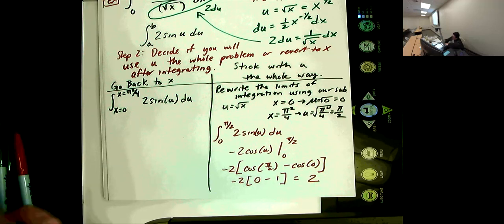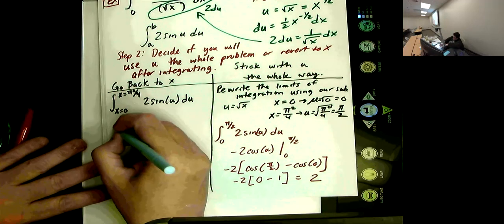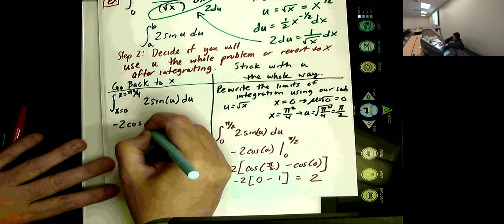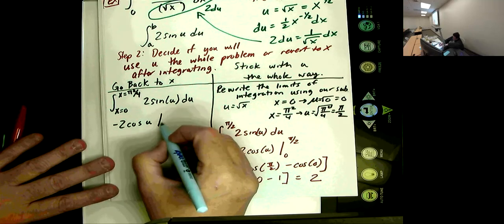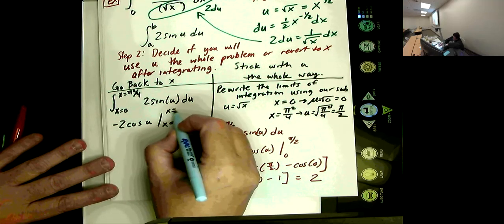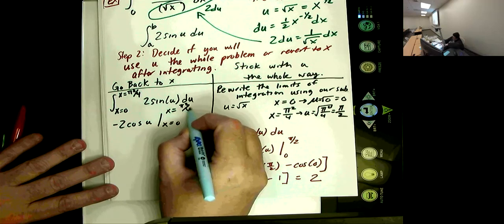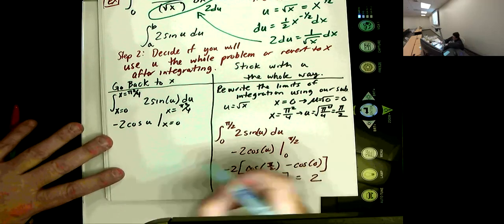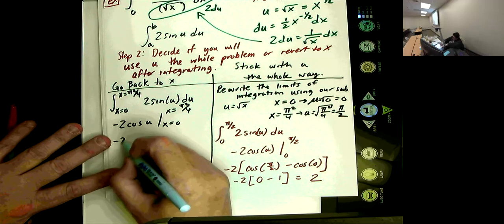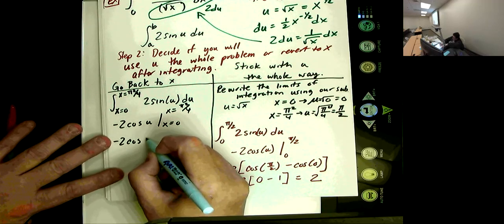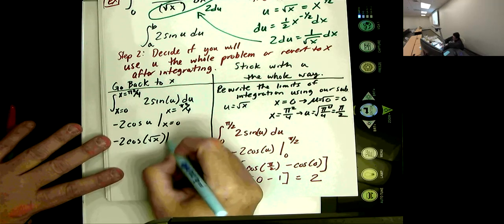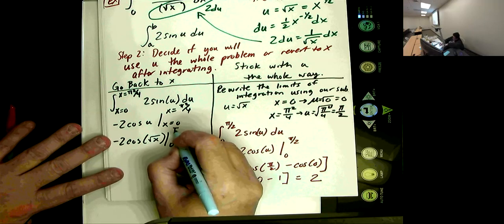Now we go back to the other one. The integral is still the same. We've got negative 2 cosine of u, evaluated from x equals 0 to x equals pi squared over 4. Now I've got to revert to x. Negative 2 cosine of square root of x, evaluated from 0 to pi squared over 4.